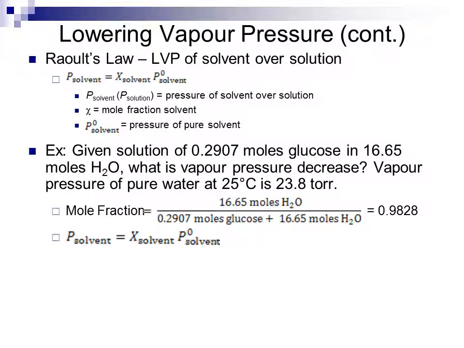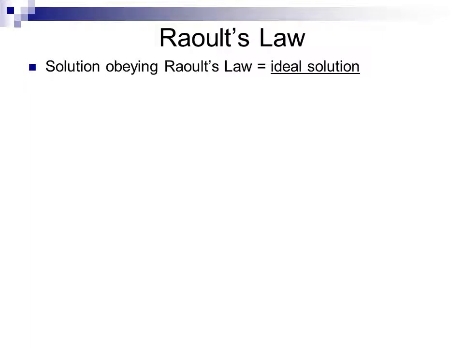We can then plug this into our equation, finding that the pressure of the solvent is equal to 0.9828 times the initial vapor pressure of 23.8 torr. This gives us a pressure of the vapor over the solvent in the solution as 23.4 torr, which is a slight decrease from the 23.8 torr of the pure solvent. Any solution that obeys Raoult's law is referred to as an ideal solution.